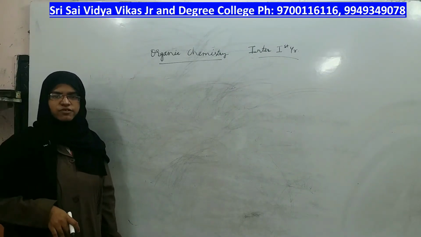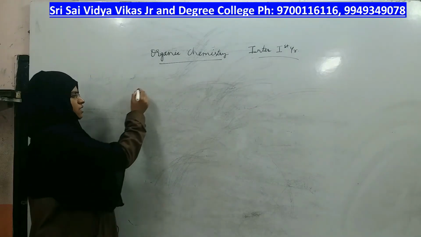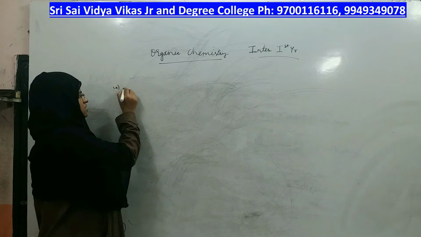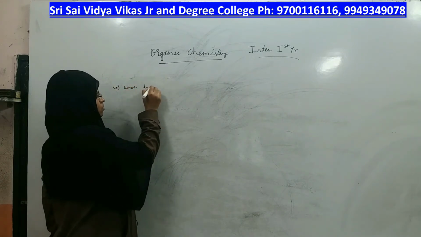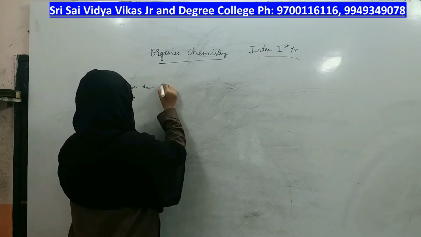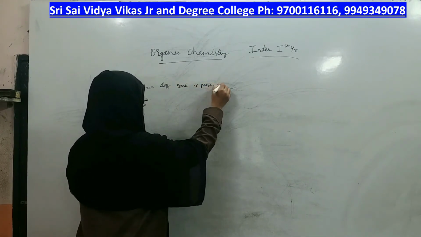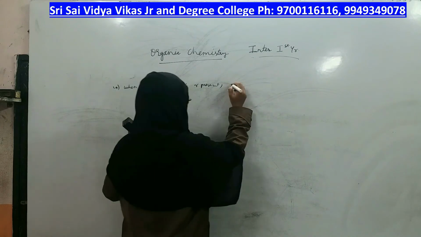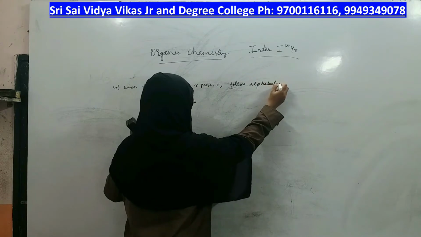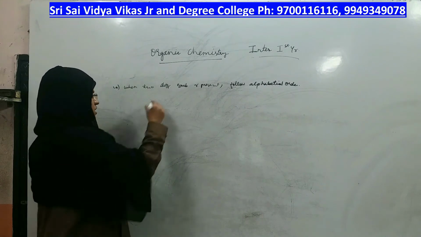In the last class we were discussing the rules of IUPAC nomenclature, in which we discussed the fourth rule, which says if two different substituents are present, you should follow what? Alphabetical order. Follow alphabetical order. That rule we were trying to apply at the end of the last video. Let us do so.